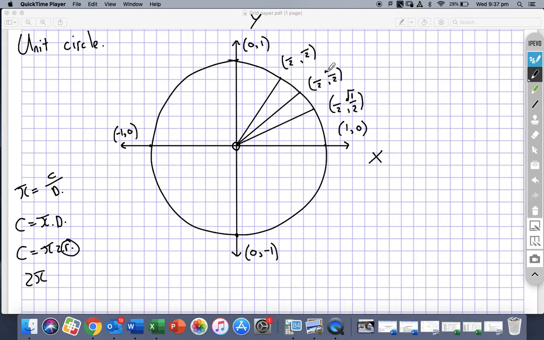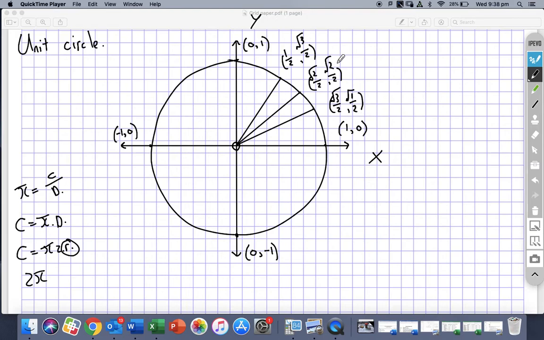And then you go 1, 2, 3. And there's your signs. And then you go 1, 2, 3 again. And there you go. That's how I memorize it.